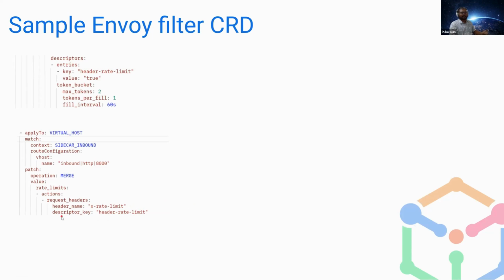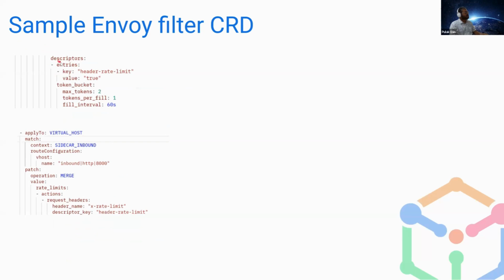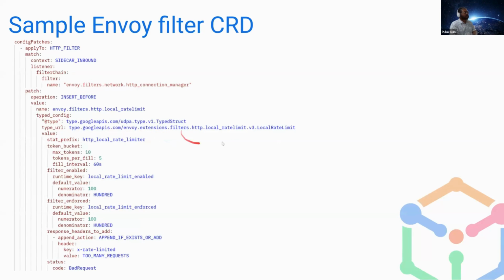And now a descriptor is, you can think of it like a variable in a traditional programming language sense. And we use that up here in the descriptor entries. So as part of this HTTP filter, we are saying that if the header rate limit entry is present and the value is set to true, so if the request has the X rate limit header and the value is true, only then you give it a special token bucket of 2 tokens maximum and 1 token per 60 seconds, right?